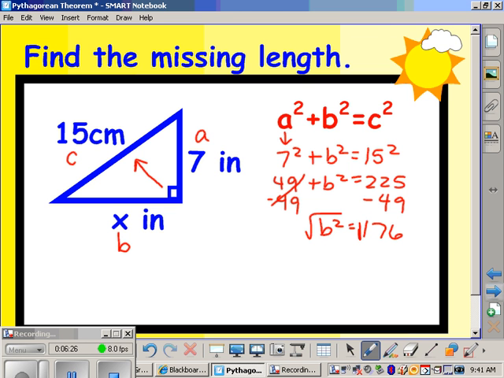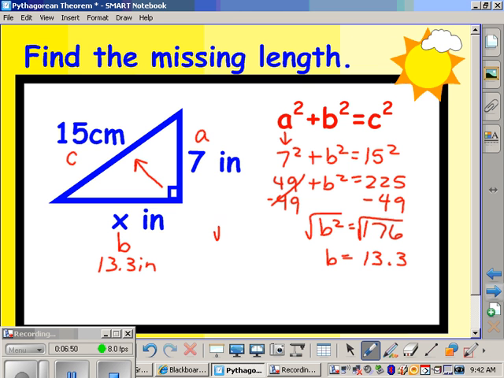Now, if you take the square root of both sides, 176 is not a perfect square. If you put 176 in the calculator and take the square root of it, you would get approximately, if you round it to the nearest tenths place, 13.3. So we have 13.3 inches.